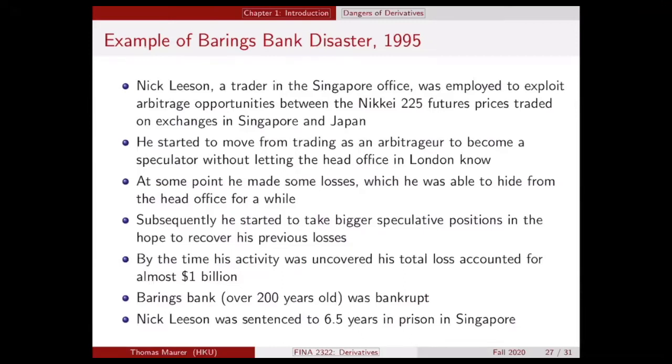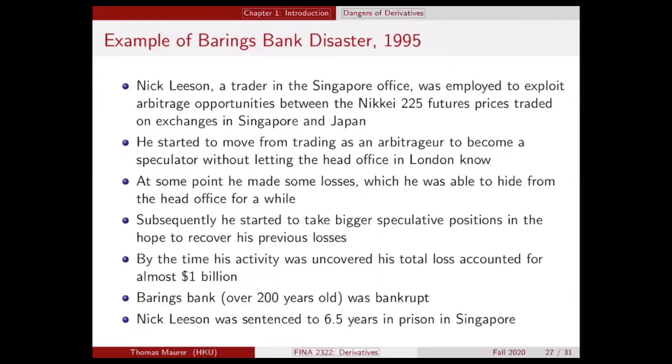The problem was the market moved against him. He made bigger losses. And so he started to speculate even more and started an even bigger cover up. The big problem for him was that he took eventually very big speculative positions and the Japanese stock market dropped by a very big amount. And so at this time, he incurred losses in his futures trading position of almost $1 billion US, which was a whole lot of money in 1995 and actually was enough money to force Barings Bank into bankruptcy.